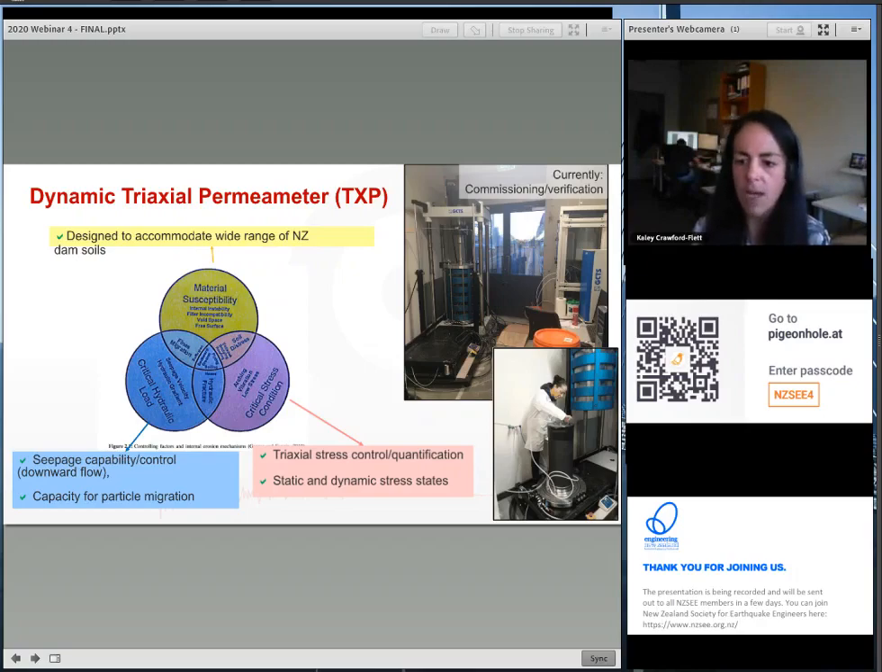We can quantify stress and measure it. We can apply static and dynamic stress states to the material, and then we can impose seepage in a downward flow configuration with capacity to measure particle migration in the device.